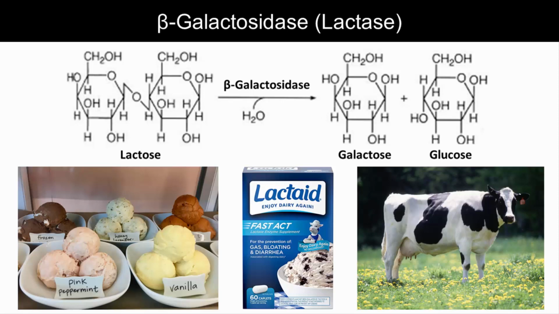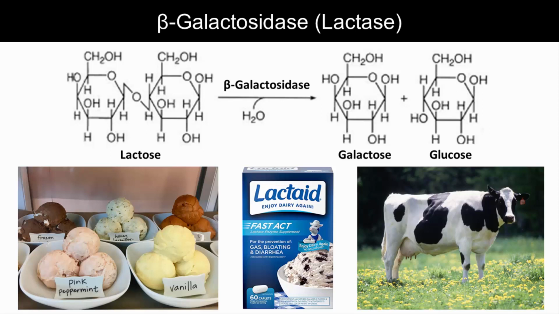In humans, beta-galactosidase is encoded by the gene LCT, and most people stop expressing that enzyme in adulthood. Individuals who don't express this enzyme experience gastrointestinal distress after consuming dairy products. This condition, lactose intolerance, is common enough that beta-galactosidase is sold in pill form in most pharmacies.